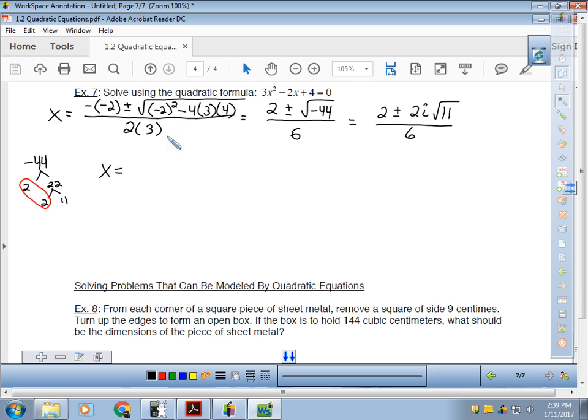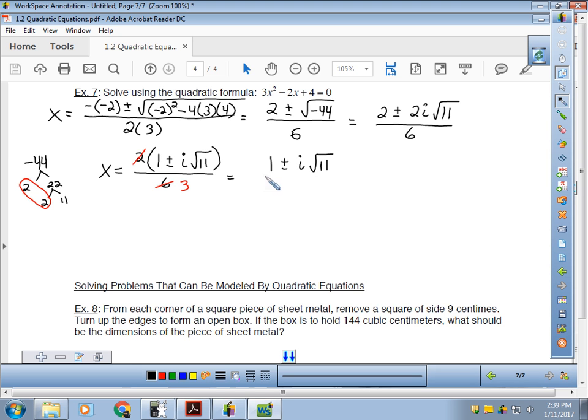Then I can simplify a little bit more because I can factor a 2 out of the top, and it'll leave behind 1 plus or minus i square root of 11, all of that over 6. The 2 can simplify with the 6 and leave 3 behind. So what we really have is 1 plus or minus i square root of 11, all of that over 3.